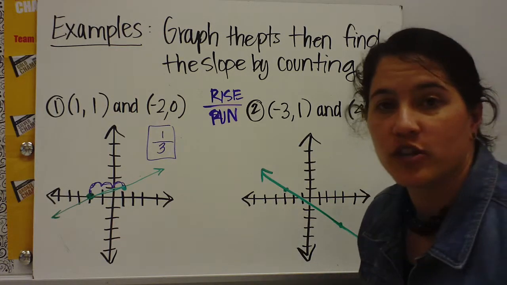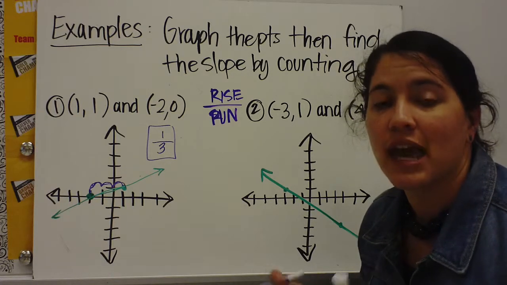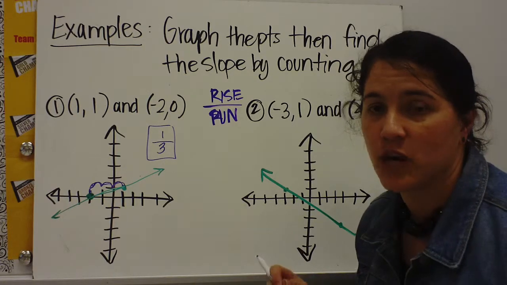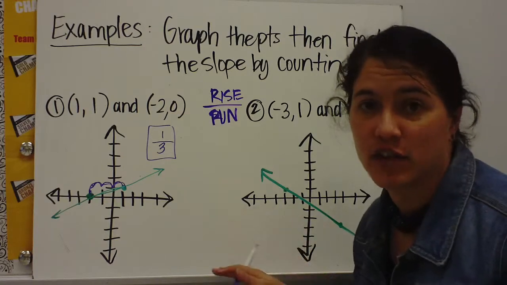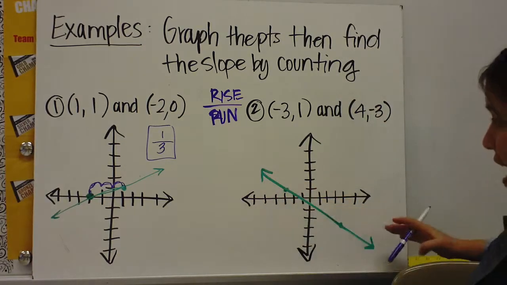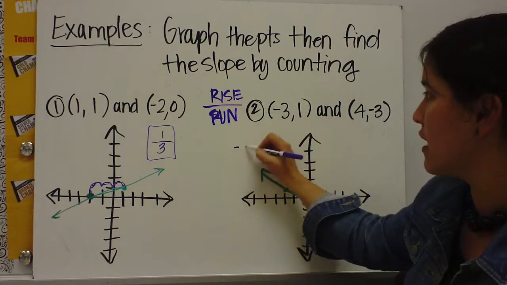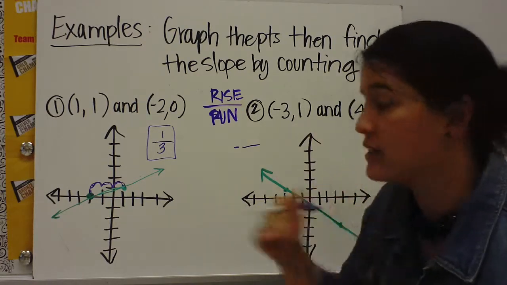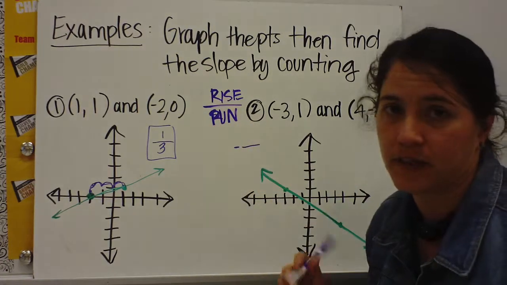So you plot your points, you connect your lines. Then you're going to count rise over run. Now, before we start, is this positive or negative? This is going down, so we know it's going to be negative. So let's go ahead and put our negative sign and then our fraction bar, because it's going to be rise over run, because we're just starting.